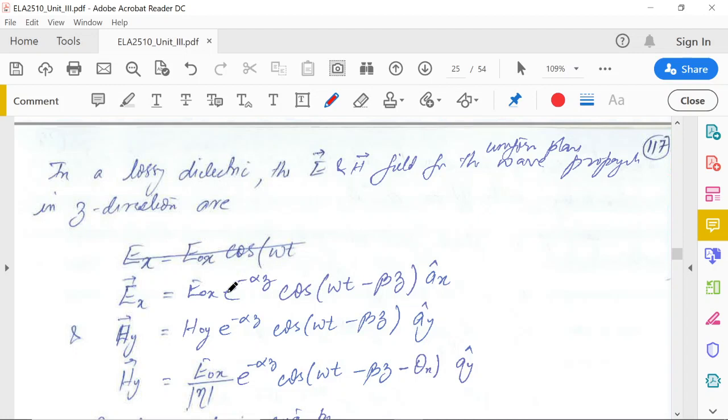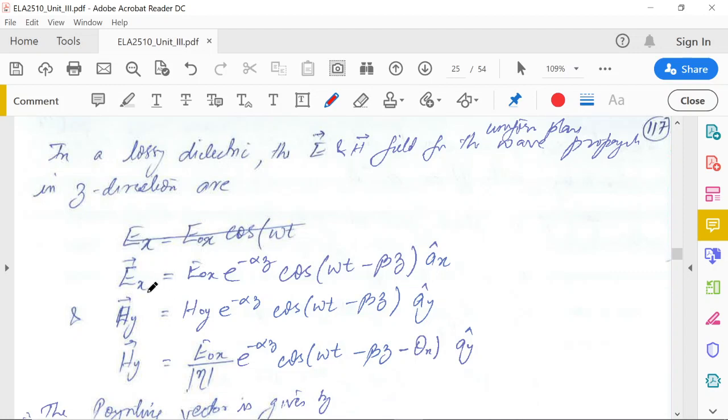So for simplicity, we take just the direction of the X axis. So we have the AX component here, and this is the magnitude. Alpha Z will give you the attenuation factor, how fast it is attenuating as it moves in space. Then if you know the EX, you can find the HY. The direction of this HY will be perpendicular to both Z and X, and you can compute this one.